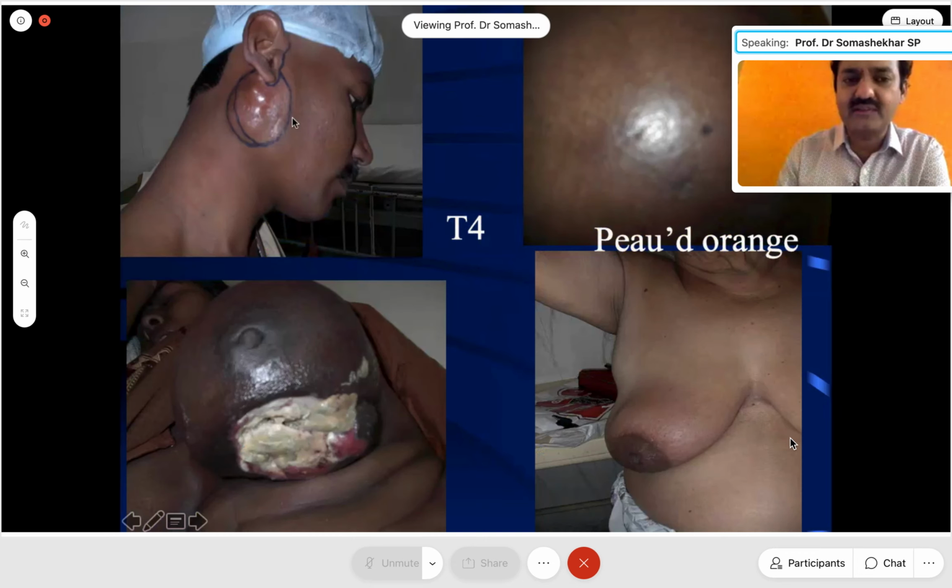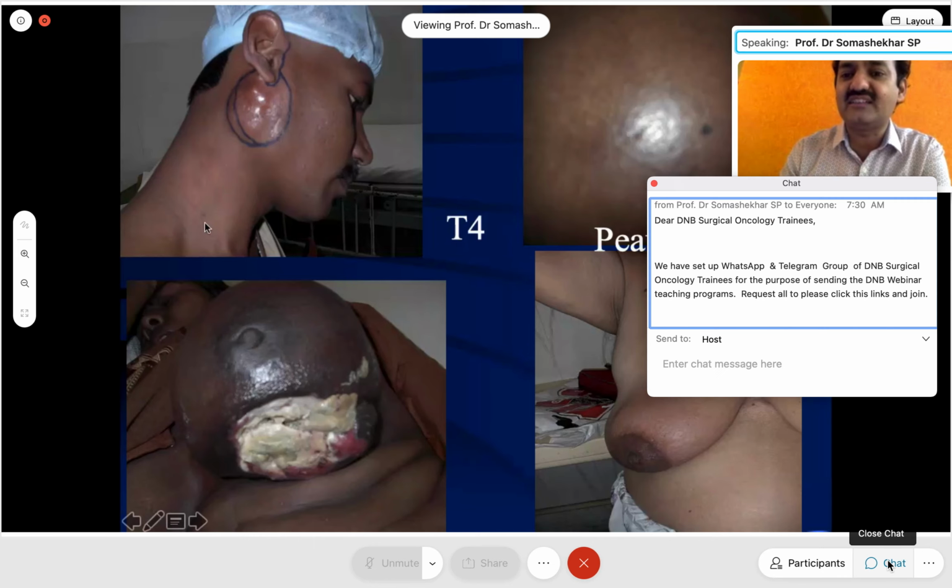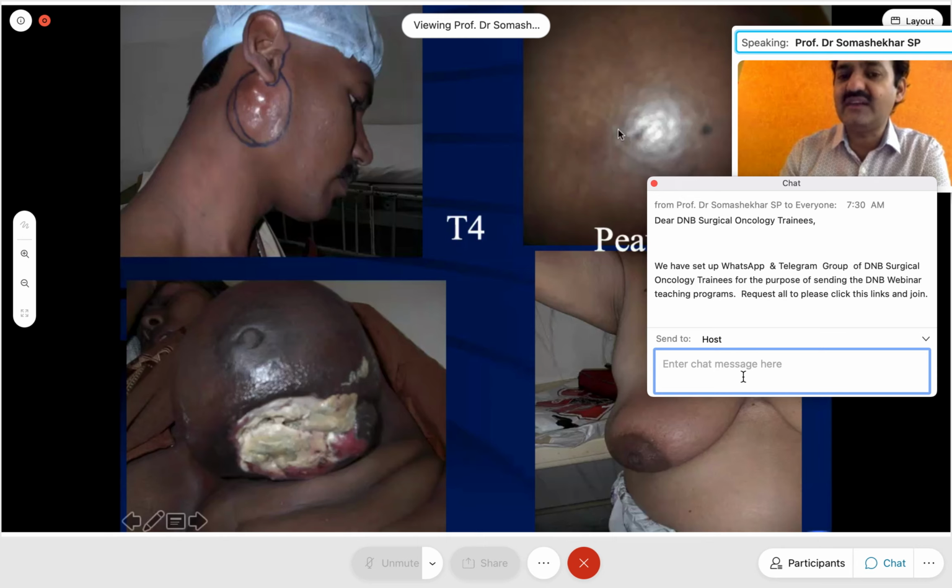For example, see this parotid tumor with skin involvement. Straight away you know it is T4. For a T4 lesion with high grade parotid tumor, elective neck dissection should be done. Peau d'orange you have. So T4 in the breast, straight away LABC. Ulceration, satellite nodules. So you can see the peau d'orange. So all these are T4.